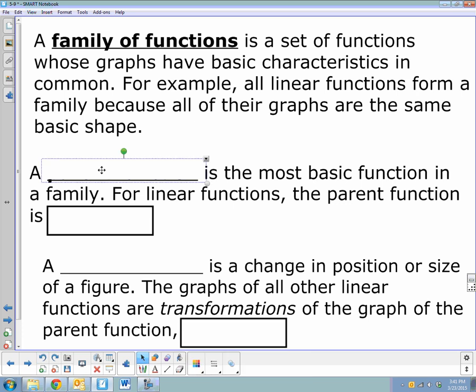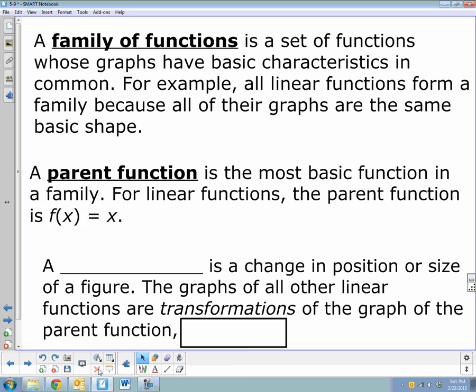And for any family, it's important to have a parent. And so we have a parent function. We've got a starting point. All the other graphs, all the other functions start from the parent. And for linear functions, the parent function is going to be f of x equals x, because f of x equals x has a slope of 1 and a y-intercept of 0. So it's your most basic linear function you could possibly have.